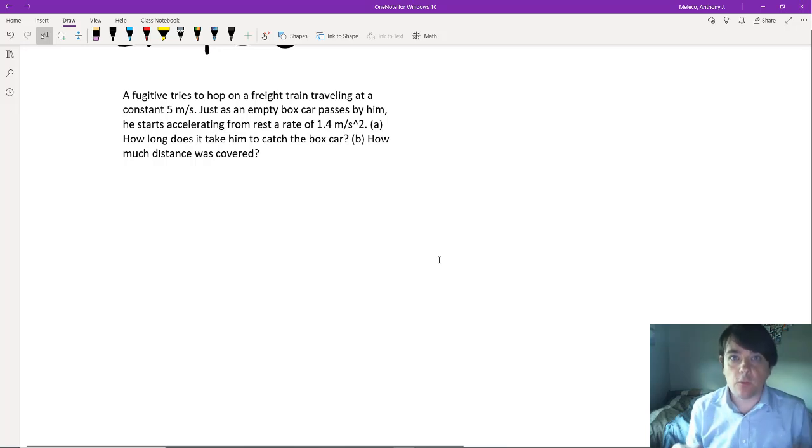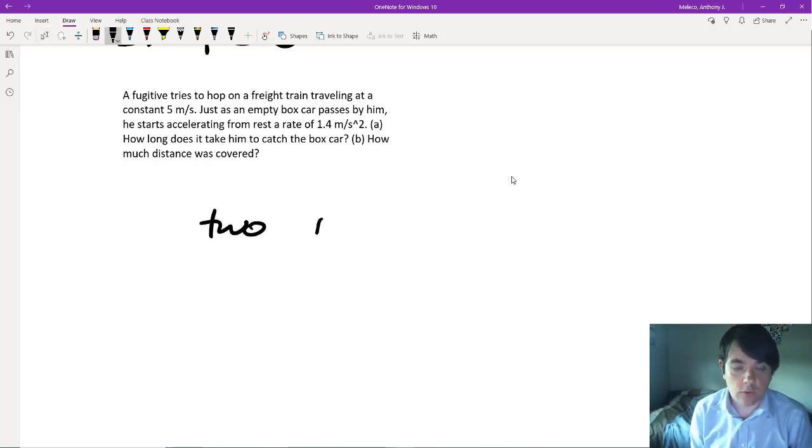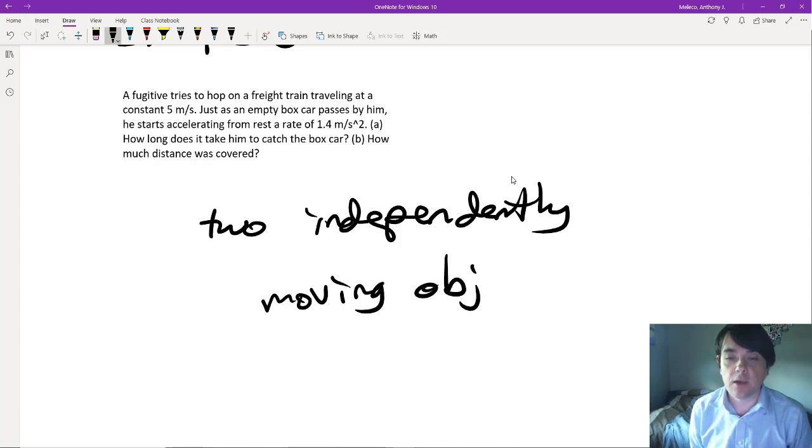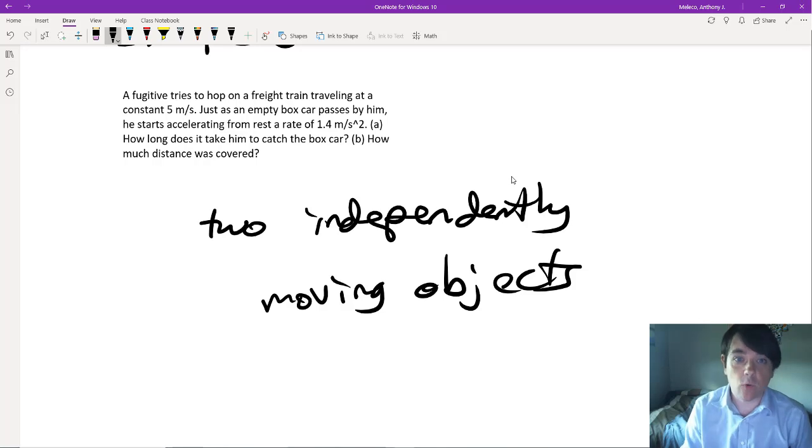Okay, so the reason this problem is difficult is because this is two independently moving parts. The longer you're in physics, the more you suck at spelling, and I'm sure I misspelled a few words already. So two independently moving objects. So we have to track two positions at once.